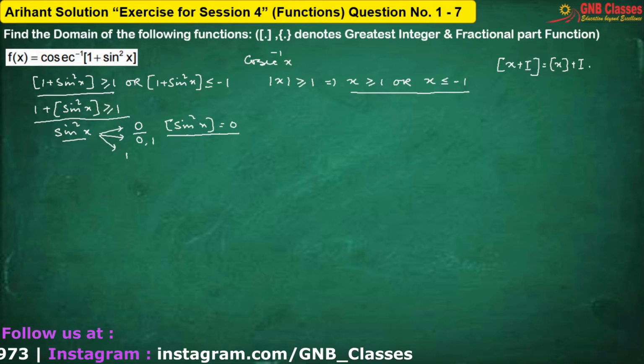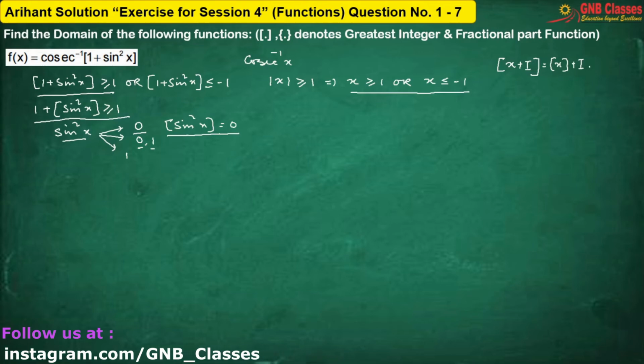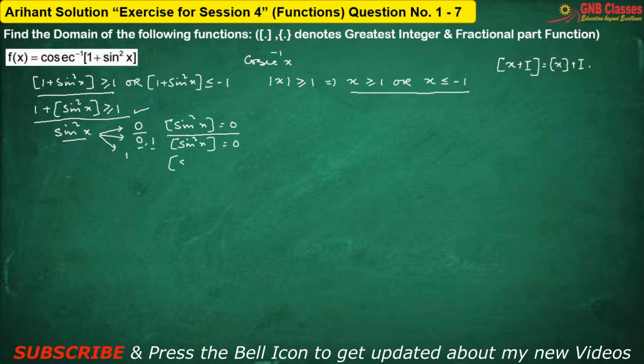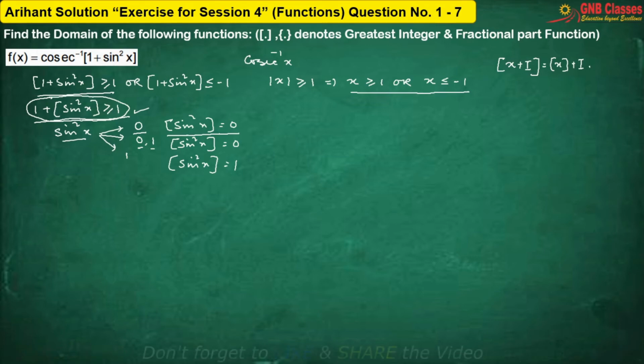Now, when sine square x is lying between 0 and 1, in that case also box of sine square x will be equal to 0. Then also it is satisfying this condition. And when box of sine square x is equal to 1, then this condition becomes 1 plus 1, which is equal to 2, which is again greater than or equal to 1. Therefore, from this condition, we can say that x can belong to any real value. Is it clear? Now, let us come to the second part.